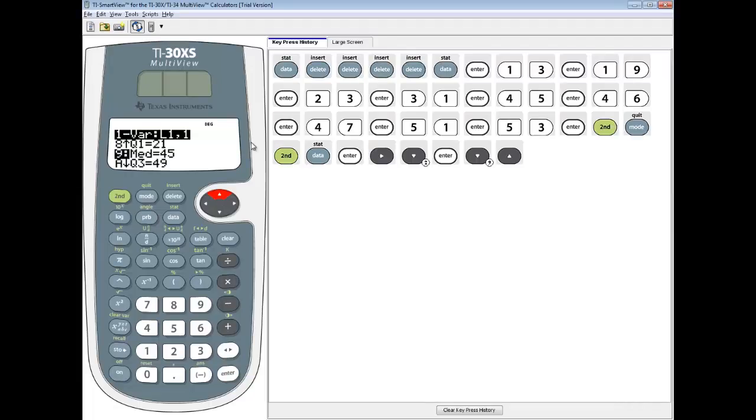In this video, we took a look at how to find the quartiles on a TI-30XS calculator.